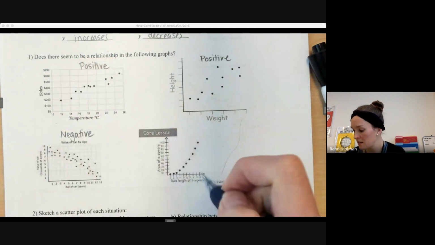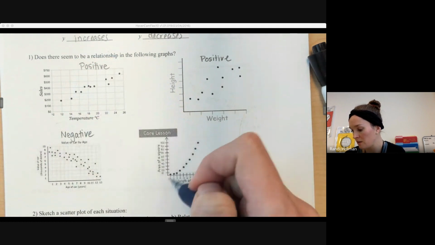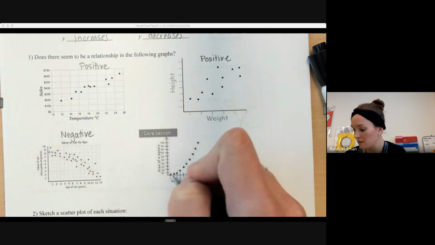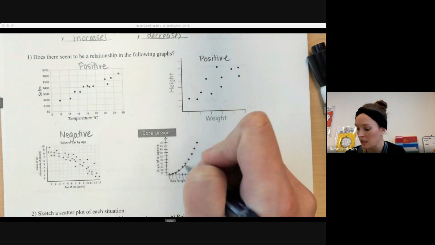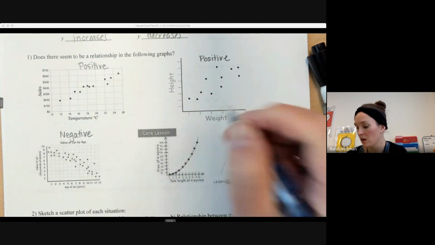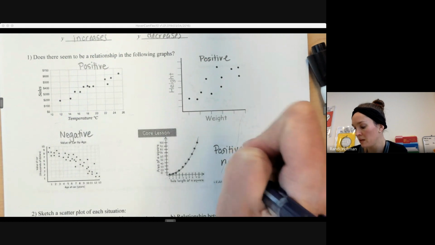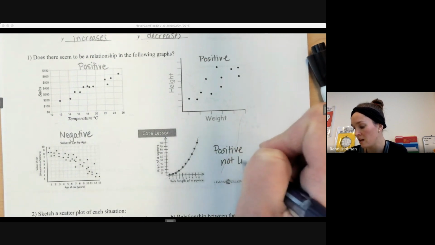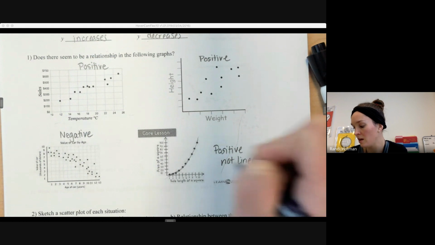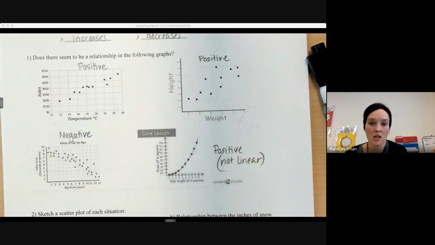And then finally here, as the side length of our square is increasing, the area of the square is increasing. You might notice this one's a little bit different because we're not linear, we're making this curve. So it still has a positive correlation, but it might be good to keep in mind that this is not linear. It's not a linear relationship there.